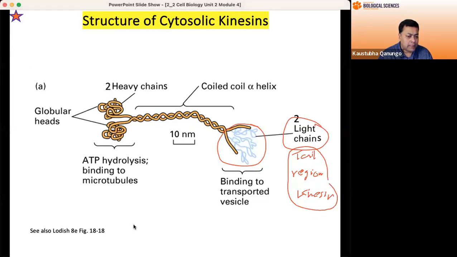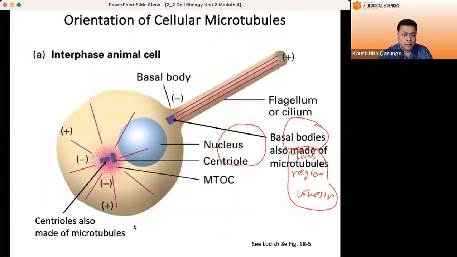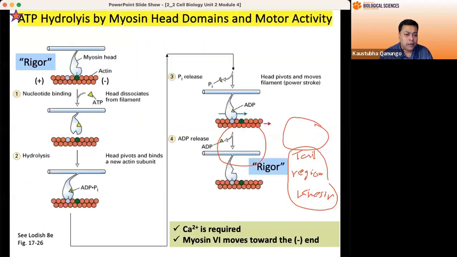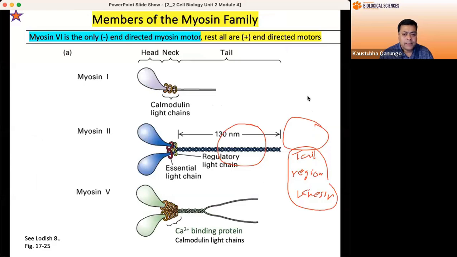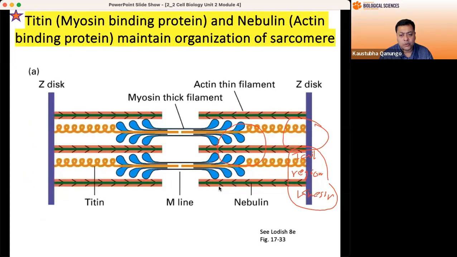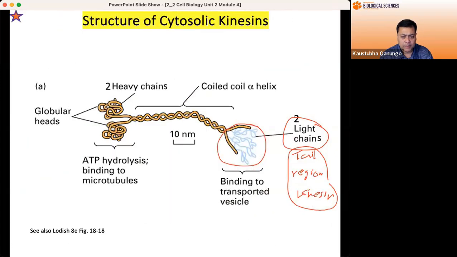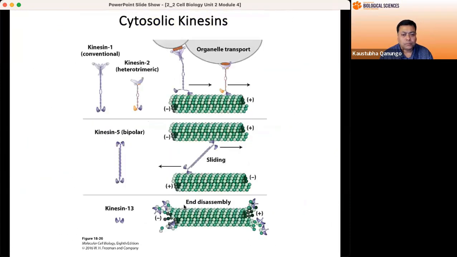Whereas if you just look at very similar things earlier, all the way in here, you see that your light chains are in the neck region. So in the myosin, the light chains are in the neck region between the head and the stalk, whereas in the kinesin, they are associated in the tail region. Very specific question. Just remember those as well. Yeah, so that will do it.